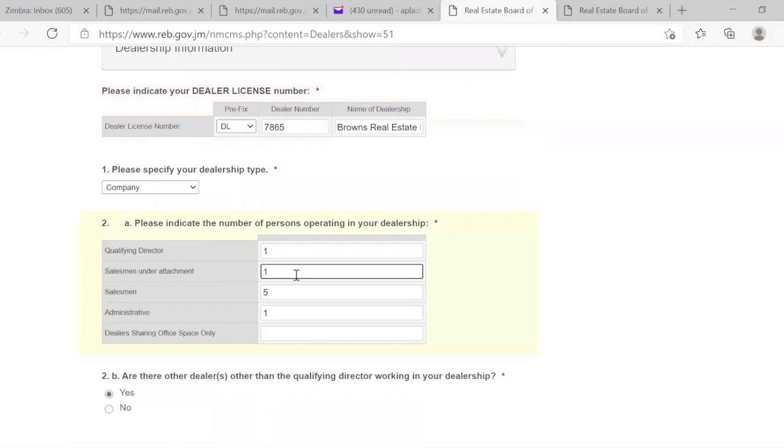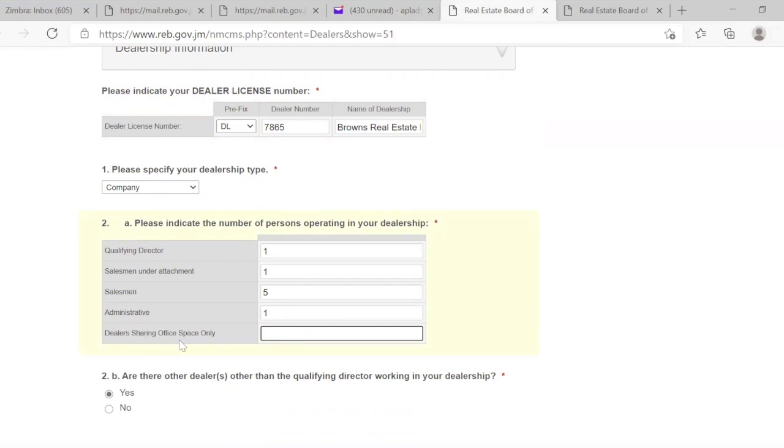Now, a salesman under attachment is basically a salesman that is employed to your dealership, but is being attached to become a dealer, right? So that person is clearly distinguished from a salesman that is working within your dealership. A salesman working under the dealership is just those salespersons who are licensed and working as salespersons under your dealership. If you have an administrative staff, let's say you have one staff, it could be a customer service rep or a receptionist, then you indicate that there.